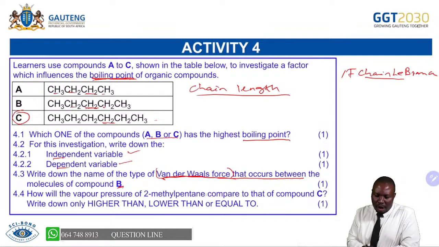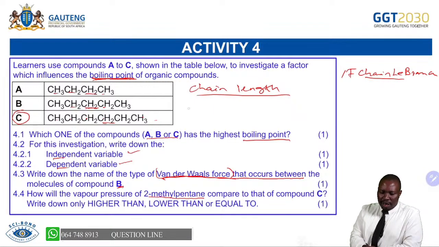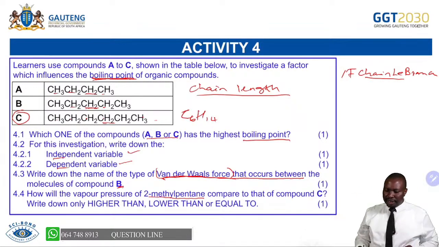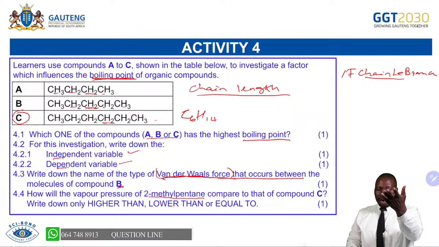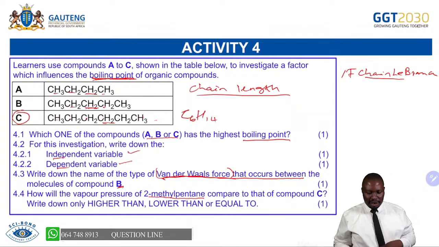How will the vapor pressure of 2-methyl pentane, 6 carbons, 1 on the branch and 5 on the parent chain, compare to compound C? C is 1, 2, 3, 4, 5, 6. So they all have the same number of carbons. They all have C6H14, because they are alkanes. So it's what we call chain isomers. Yes, these are chain isomers.